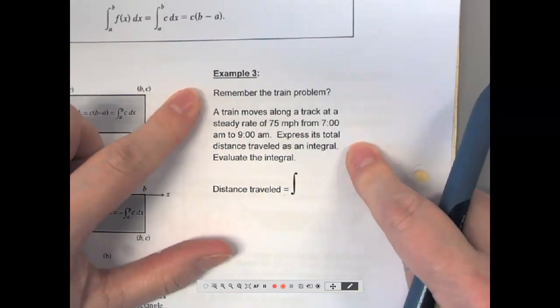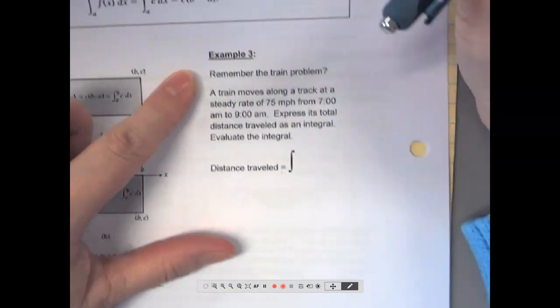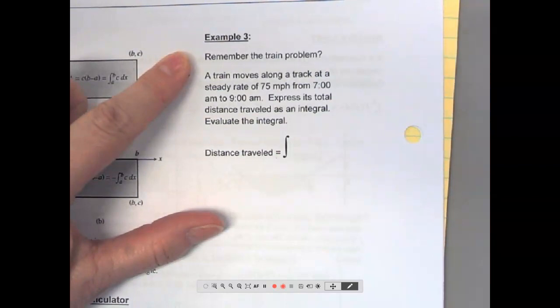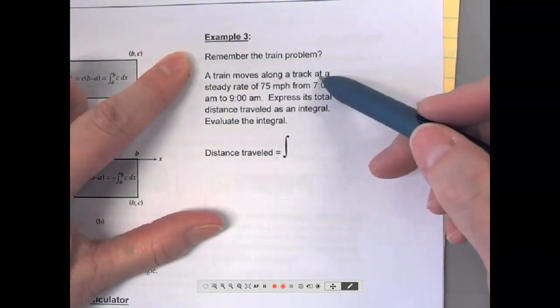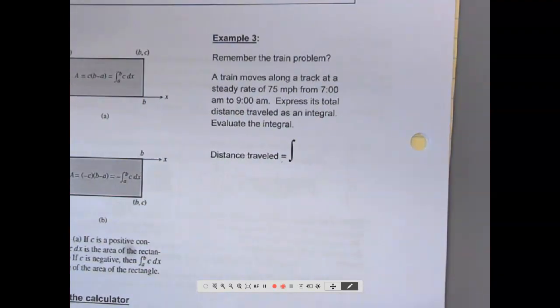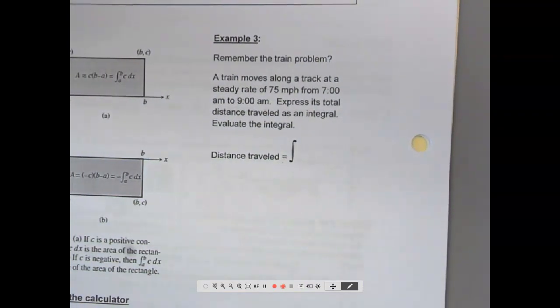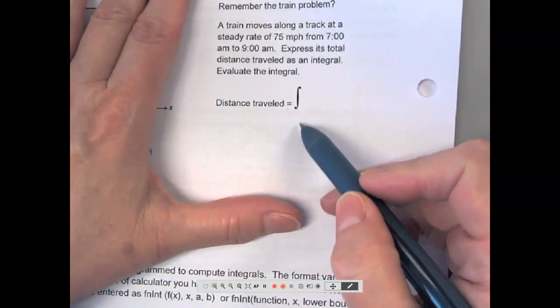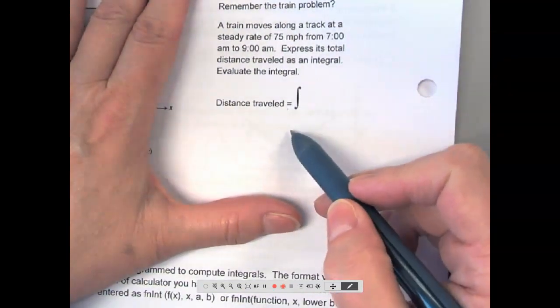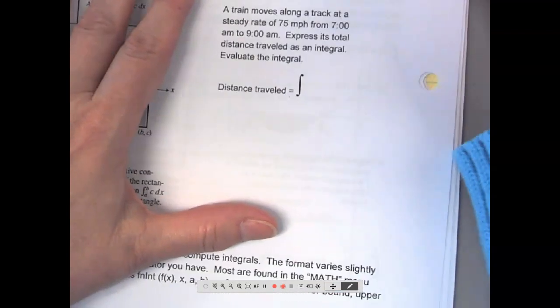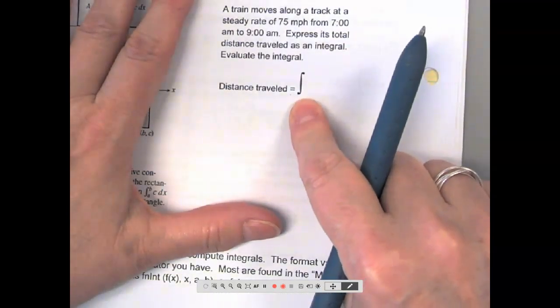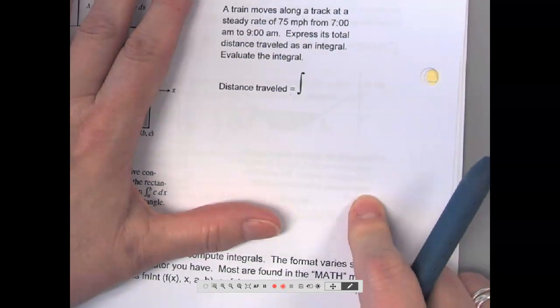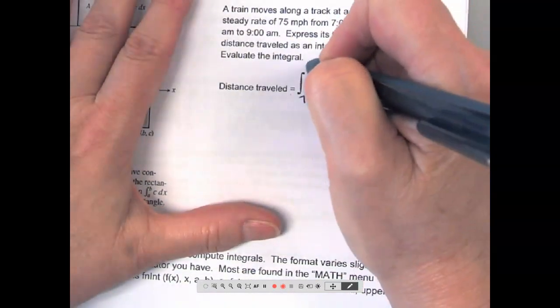Let's look at the train problem again. Remember yesterday when we had the train that was going at a constant rate of 75, from 7 a.m. to 9 a.m., and we calculated the area of that rectangle that was 150, and that represented the distance it traveled. So let's think about writing it as an integral. I'm going from what lower boundary to what upper boundary? 7 to 9.